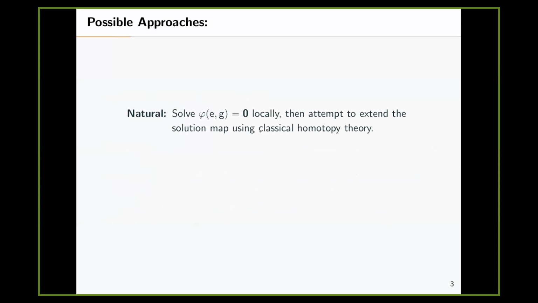So there are 2 possible approaches to tackle such problems, at least to my knowledge. The most straightforward is to first solve it locally and then extend the solution to a global one by using classical homotopy theory. It has a rich history that I will not consider here today. And the other method, which is indirect and may seem less trivial, is using the method of critical point theory.